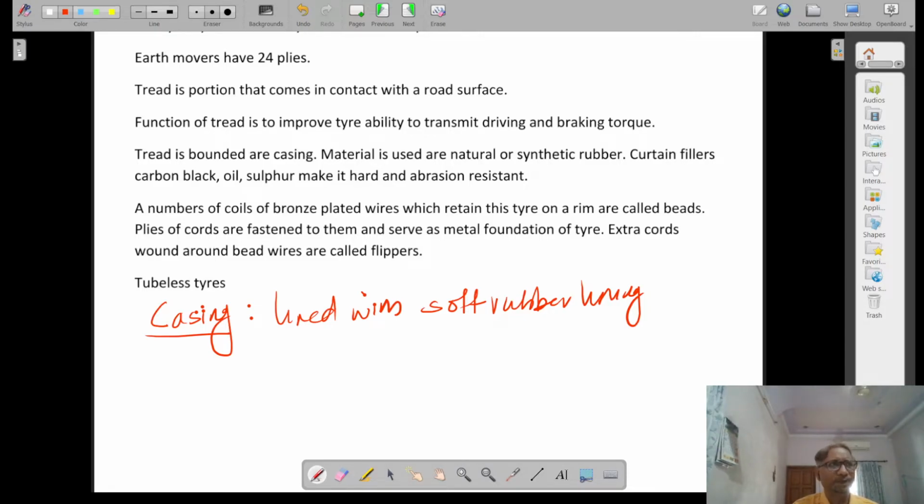They don't have a tube inside, and they are mostly used. They are maintenance free. They don't get punctured often. If they do get punctured, they can be repaired very fast.